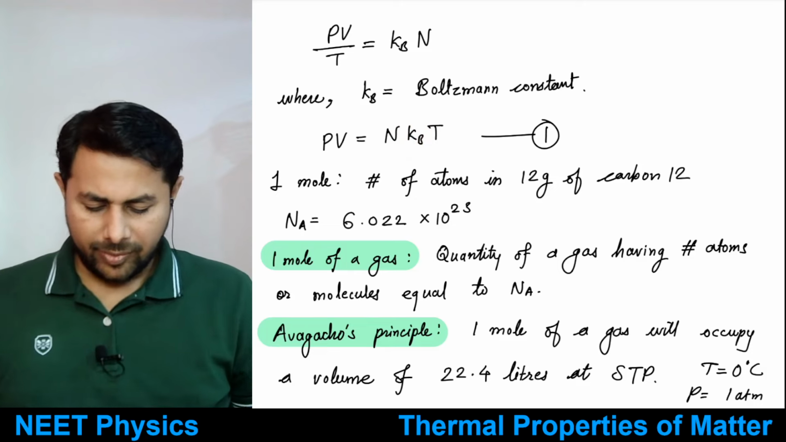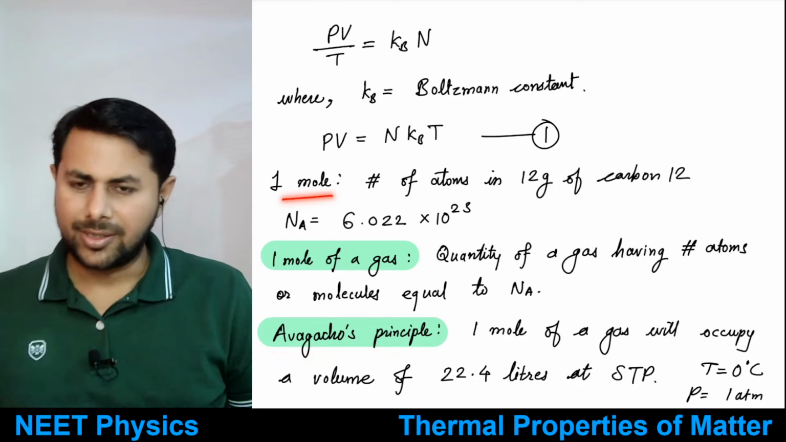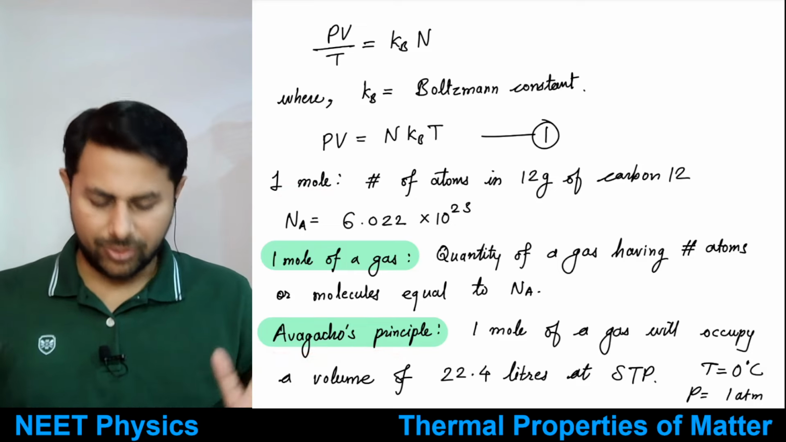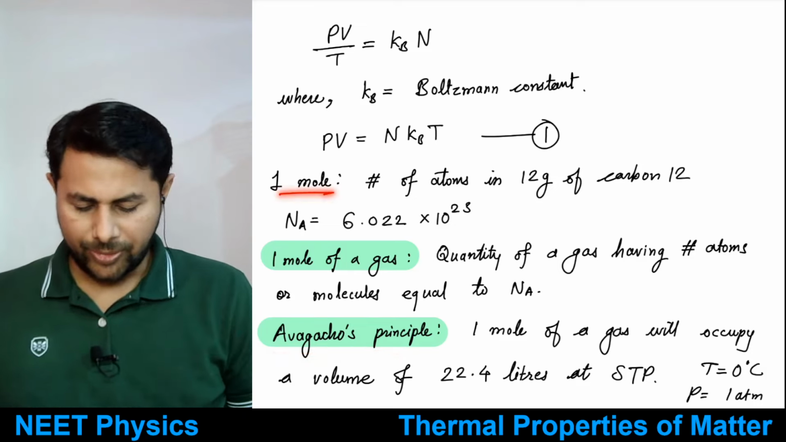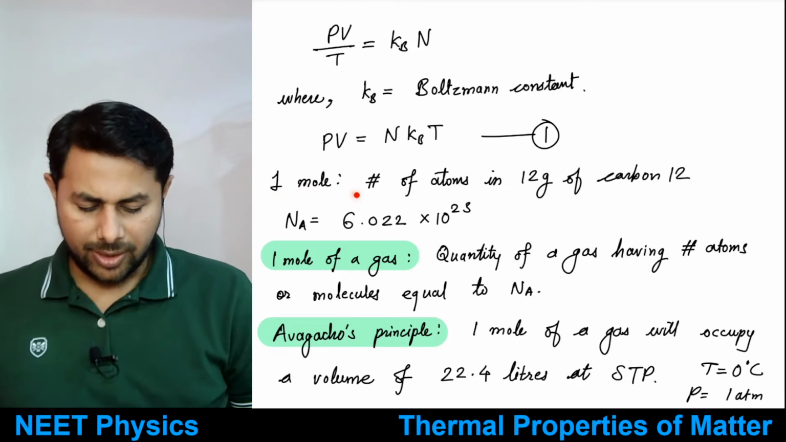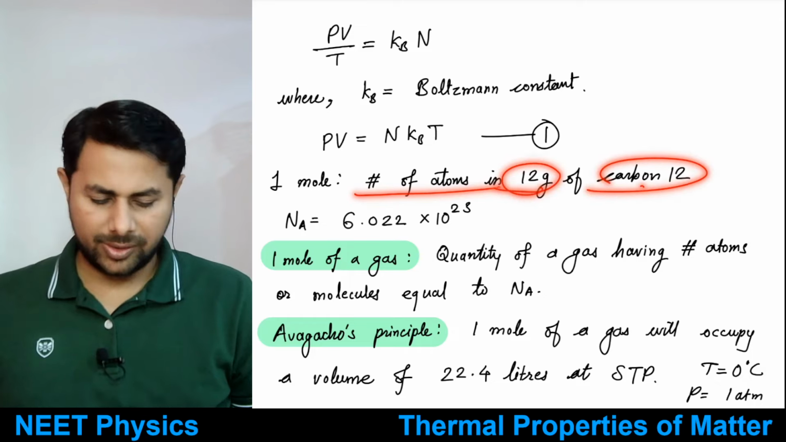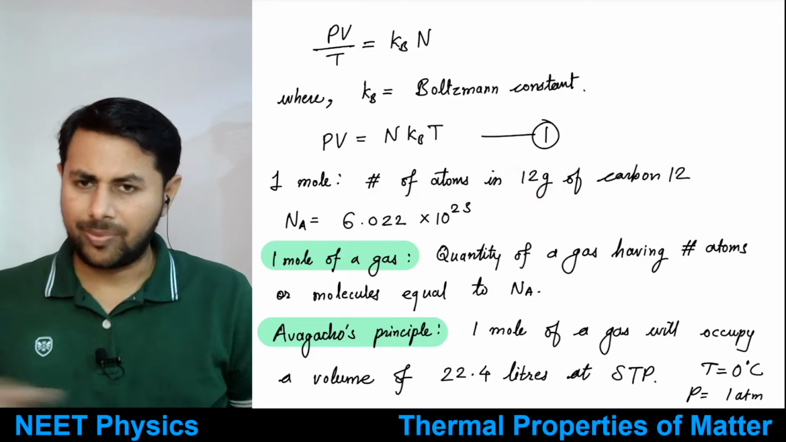Then Avogadro came and he defined a crucial term called mole. So what is a mole? The number of atoms in 12 grams of carbon atoms is called 1 mole of anything.